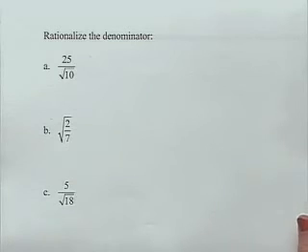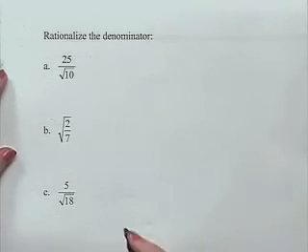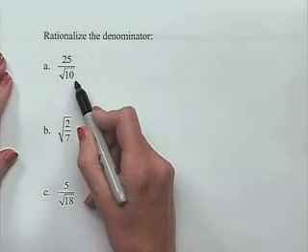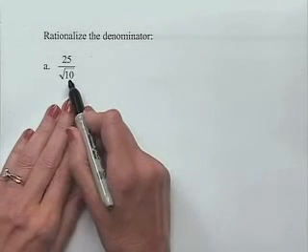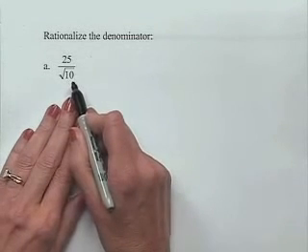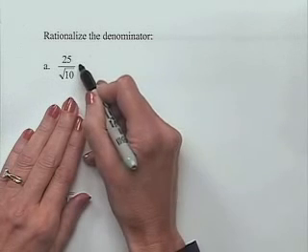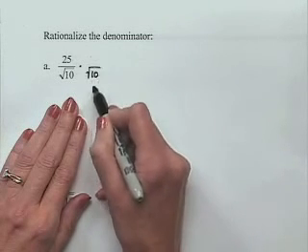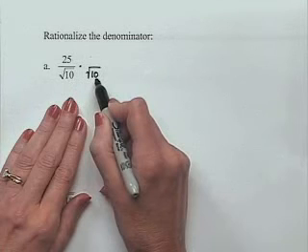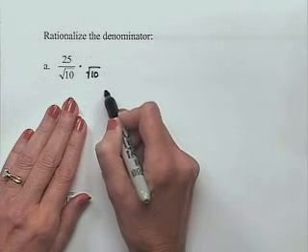Our next problem deals with rationalizing denominators. Rationalize the denominator for each. We're going to have, in our first problem, 25 divided by the square root of 10. To rationalize the denominator means to rewrite this so we don't have a radical expression in the denominator. We can accomplish that by multiplying the denominator by square root of 10. We know the square root of 10 times the square root of 10 will give us just the value 10.